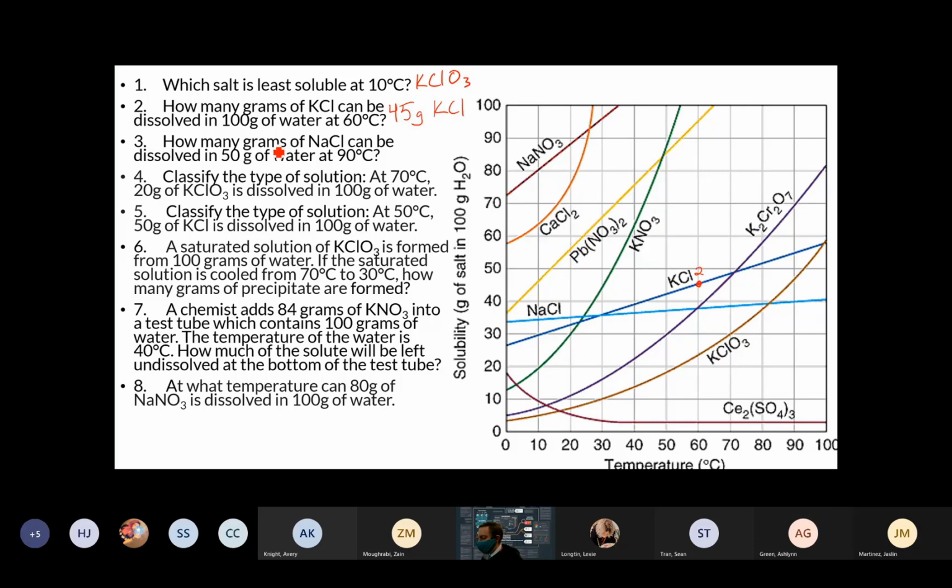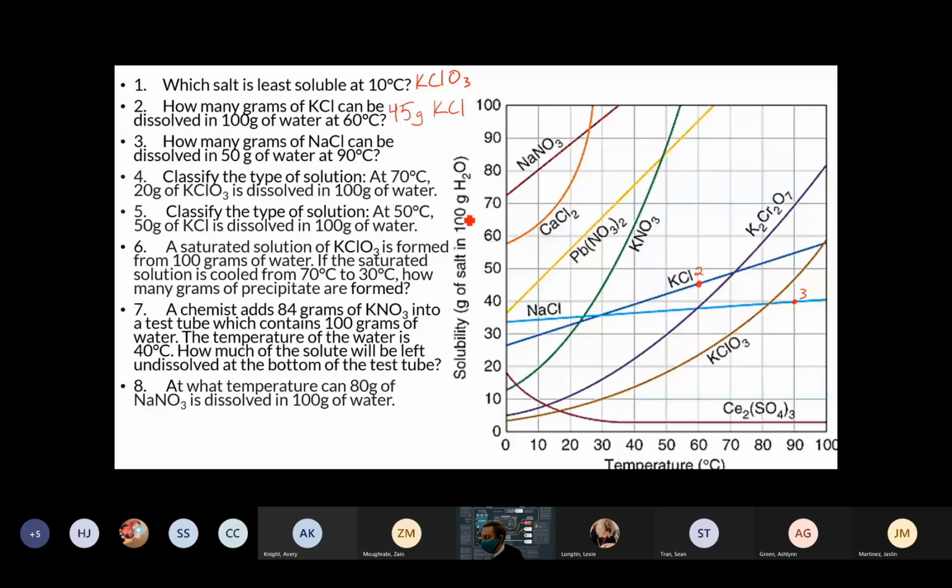At 90 degrees Celsius. So this is sodium chloride, 90 degrees. So 90 degrees, and I'm going to go up until I find sodium chloride. So looks like it's right here. Sodium chloride is this light blue line. And so that value is about 40 grams. 40 grams of salt per 100 grams water.